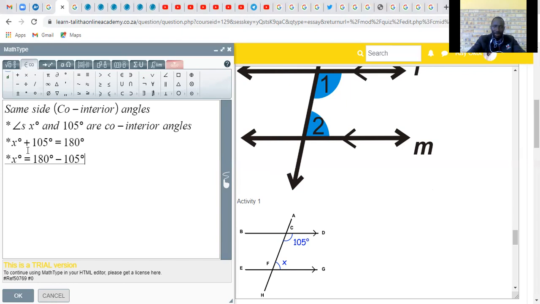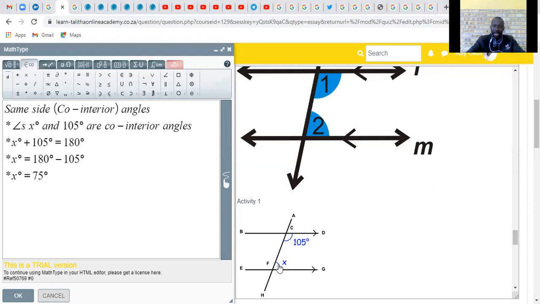That means if the number was having a plus sign in front, the sign becomes minus after crossing the equal sign. If the number was having a minus sign, then the sign will change to a plus after crossing the equal sign. And this way, we conclude that the angle x in degrees, in this case, is going to be, well, what is 180 minus 105? That will be 75 in degrees. So yes, that is how we would handle activity 1.